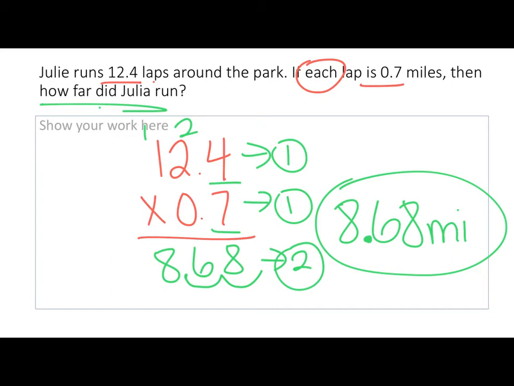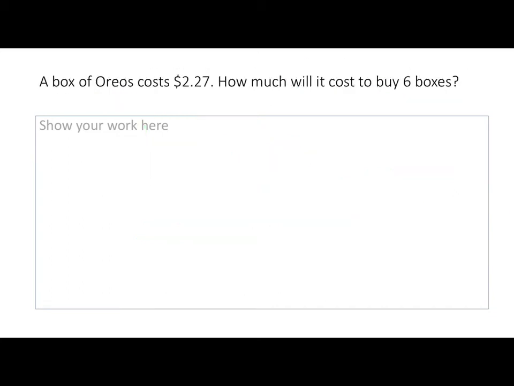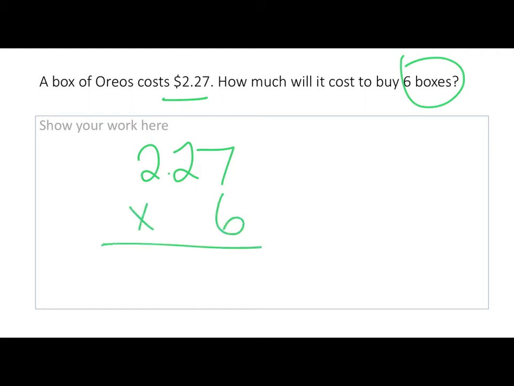Okay, let's look at the next one. A box of Oreo costs $2.27. How much will it cost to buy 6 boxes? Okay, so I want you to go ahead and set it up and think about how you would solve this problem. Okay, so we are going to multiply 2 27/100 or 27 cents times the 6 boxes.